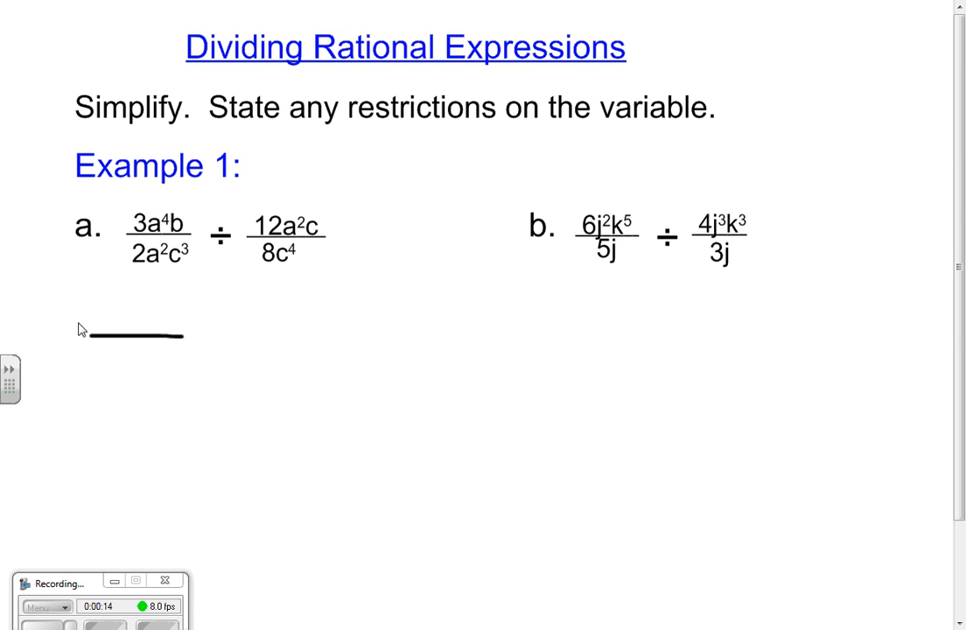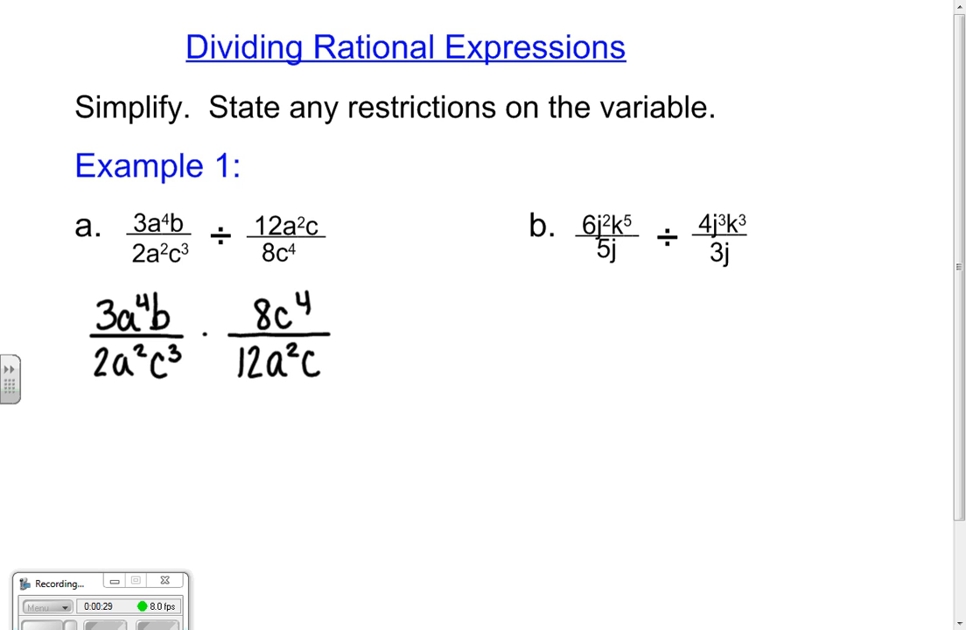So the first one stays the same, 3a to the fourth b over 2a squared c cubed. But I'm going to change that to a multiplication. Put the denominator in the numerator and the numerator in the denominator.